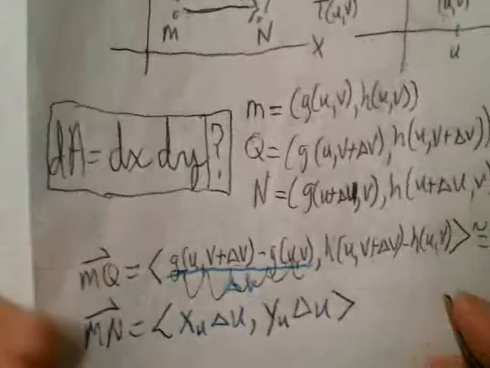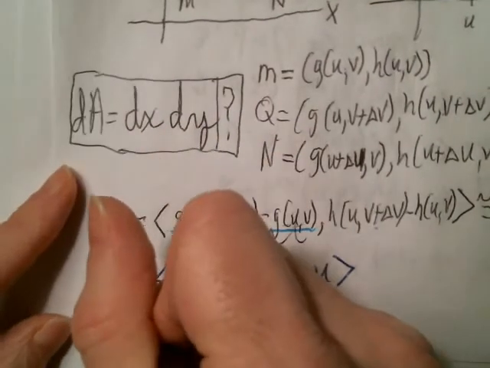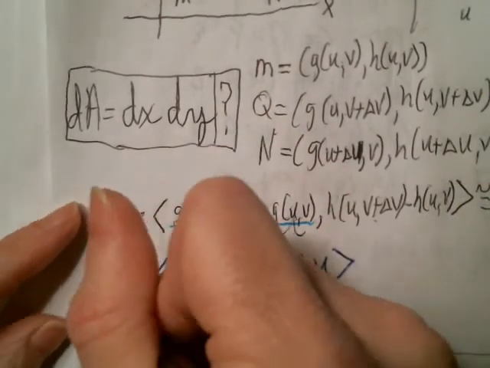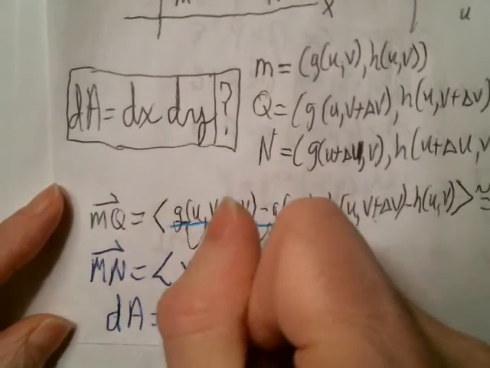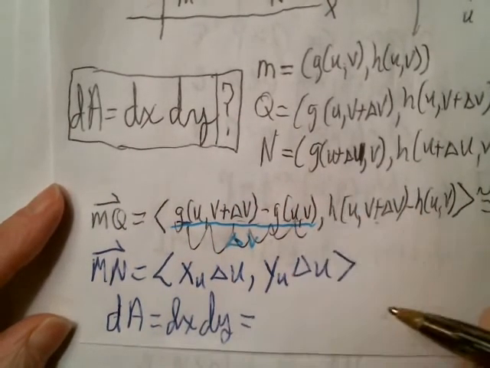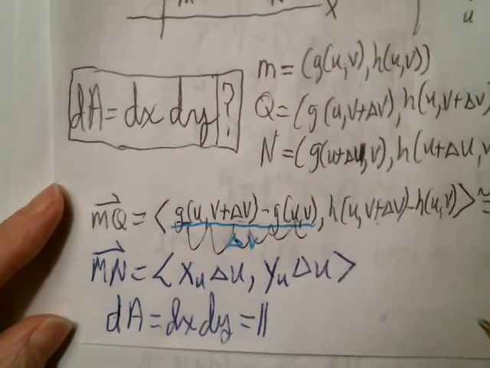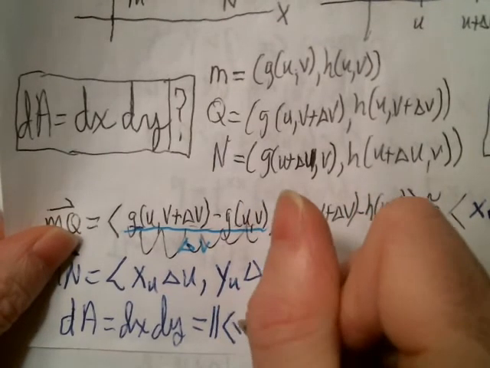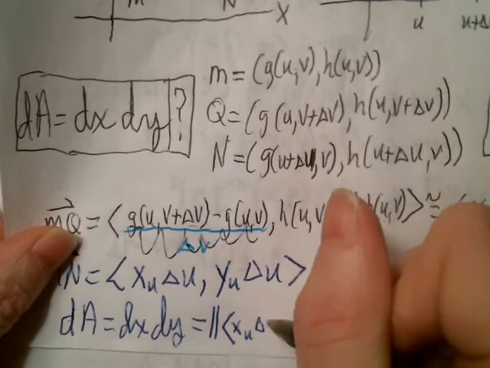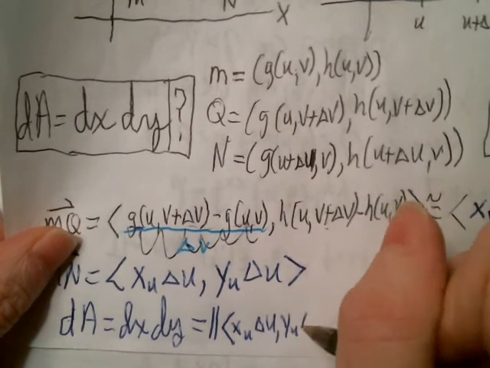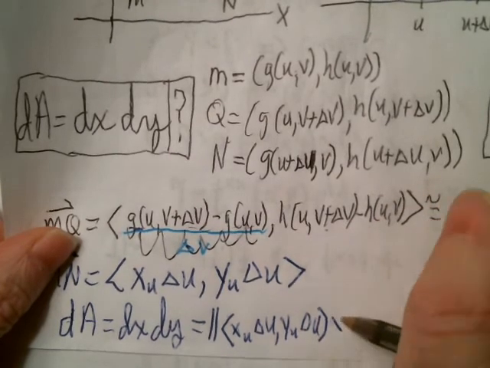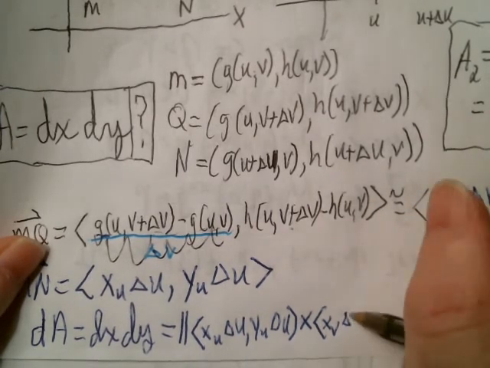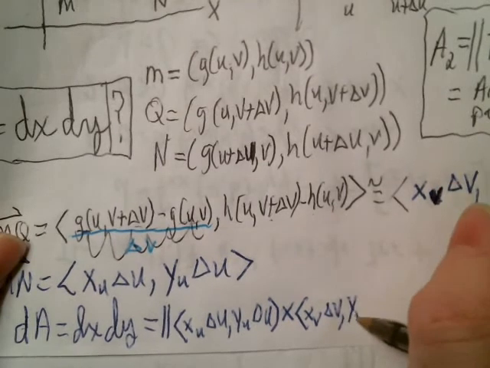We nailed it. So I'll dispense with those details and just note that this area, dA, so now we can finally make our final statement. dA, which is dx dy, is equal to the magnitude of that cross product. And I'll try to smush it in here. So I'm going xu du, comma yu du, crossed with xv delta v, comma yv delta v.